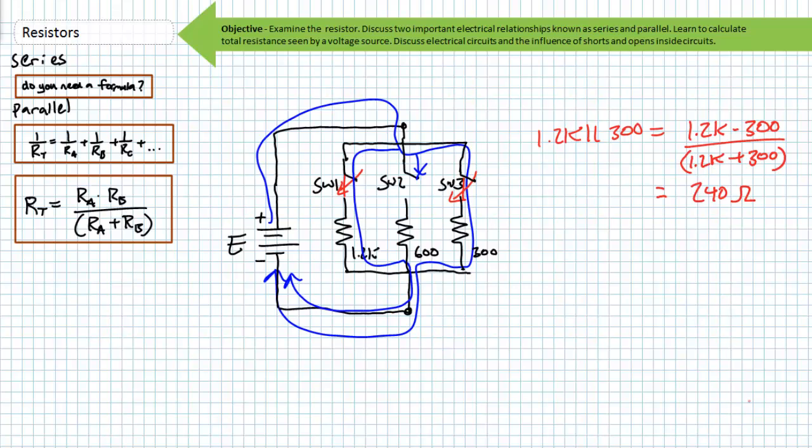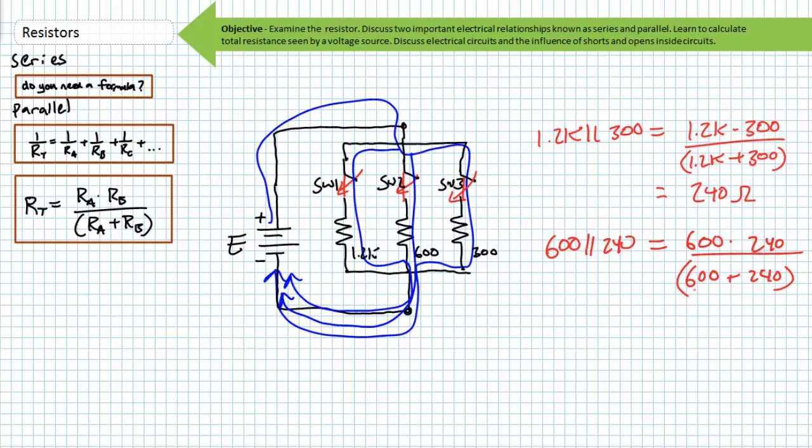If I were to close switch 2, in effect what I do is bring a 600 ohm resistor in parallel with our earlier imagined 240 ohm resistor, where 600 in parallel with a 240 is equal to 600 times 240 divided by 600 plus 240, approximately 171.4 ohms.